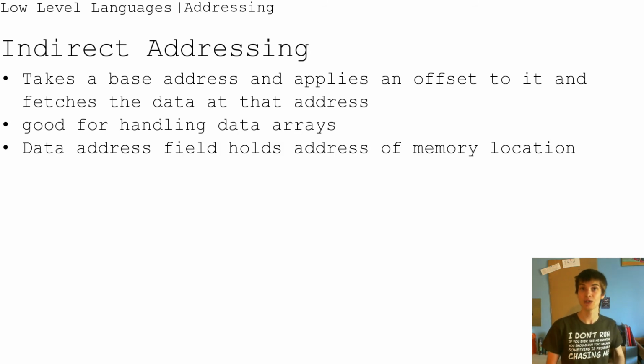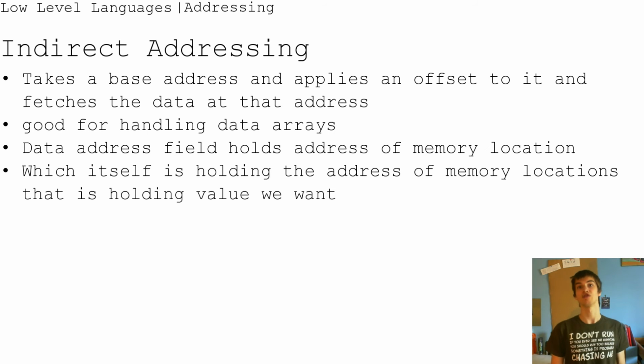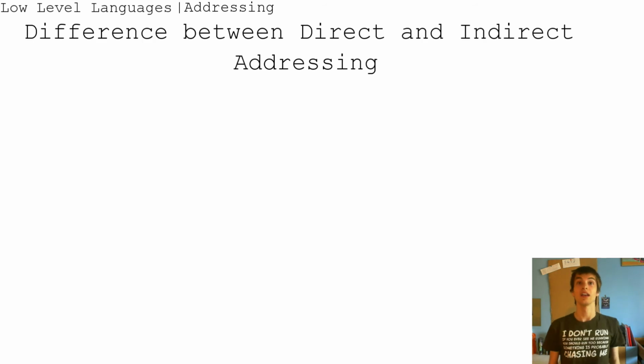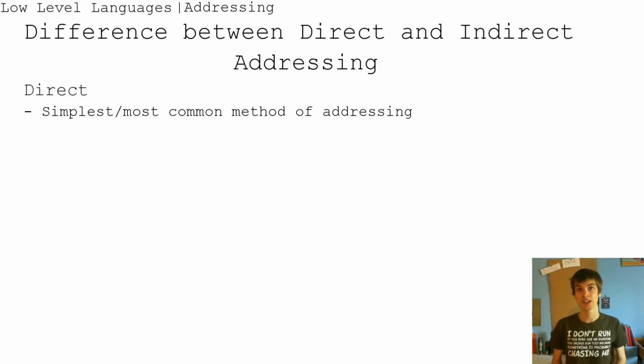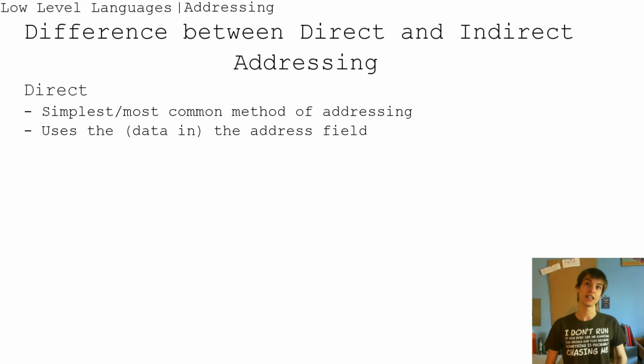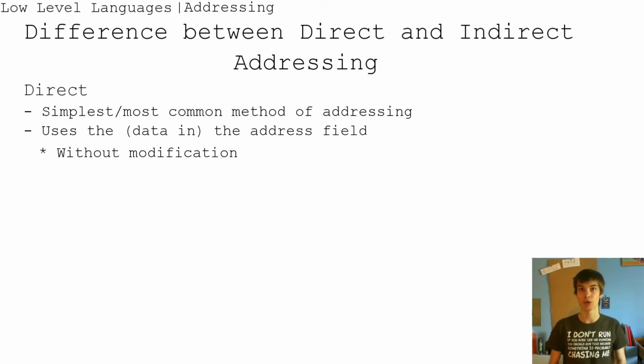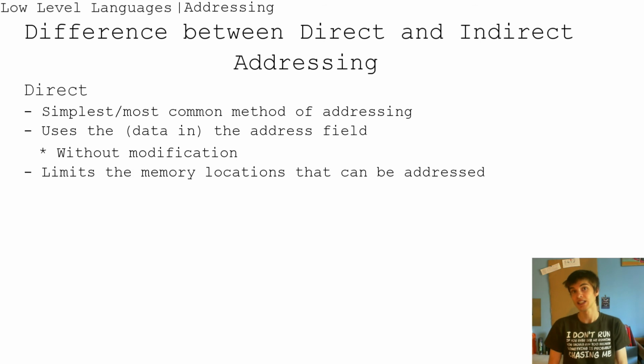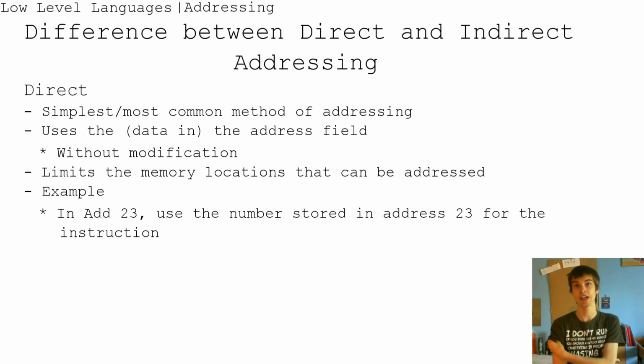The data address field holds the address of a memory location, which itself is holding the address of the memory location that is holding the values we want. Now, the difference between direct addressing and index addressing is that direct is the simplest and most common method of addressing. It uses the data in the data address field without modification. It limits the memory locations that can be addressed. An example of this is ADD 23: use the number stored in address 23 for the instruction.